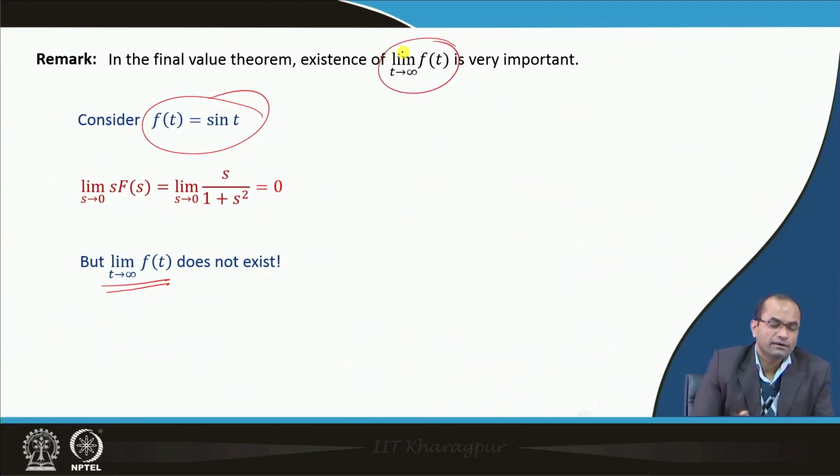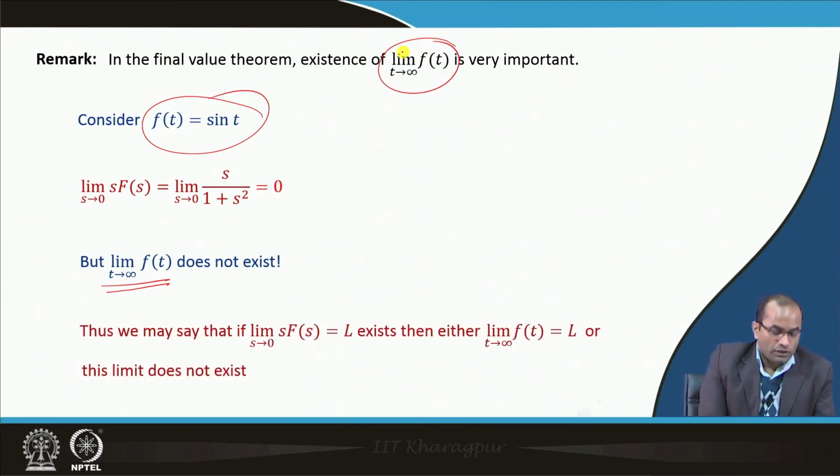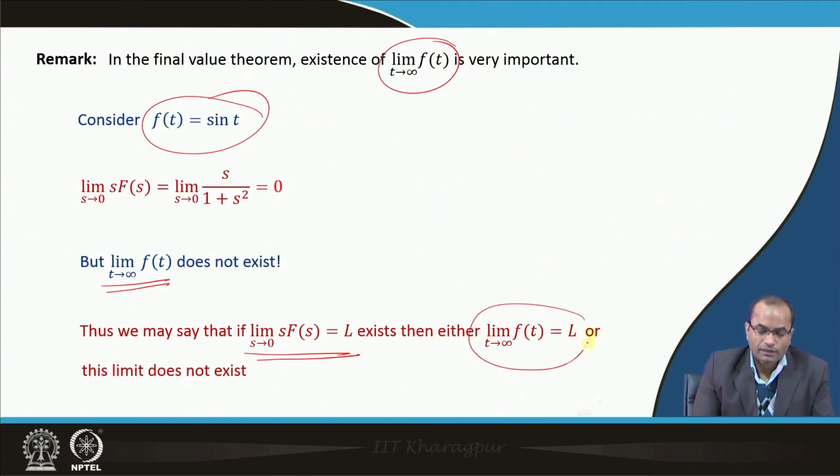When this limit exists, then the limit of s F(s) as s goes to 0 is equal to the limit as t tends to infinity of f(t), otherwise it has no meaning. So, we can say that if this limit is equal to L, then either the limit as t tends to infinity of f(t) exists and is equal to L, or this limit does not exist.